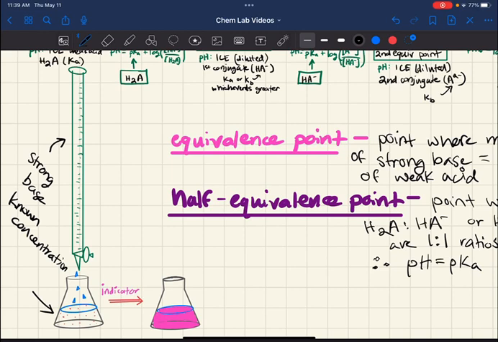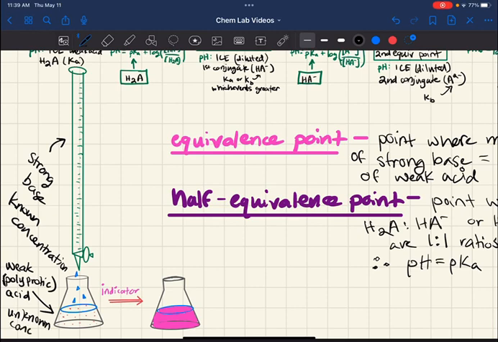It doesn't have to be a weak acid for an acid-base titration, but we are using a weak, and in this case, polyprotic acid. So I'll just add that for some context for us. All right, and this is an unknown concentration.